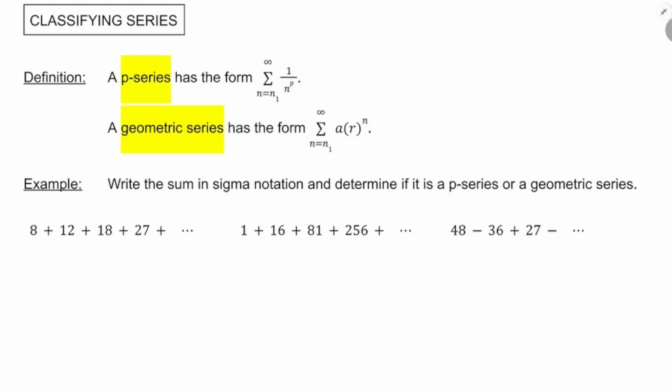And a geometric series kind of looks like an exponential function. It's going to be some number times some ratio to the nth power. We're going to see n as the exponent in a geometric series. All right, so write the sum in sigma notation and determine if it's a p-series or geometric series.